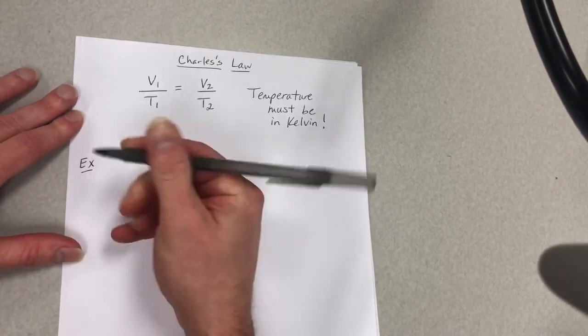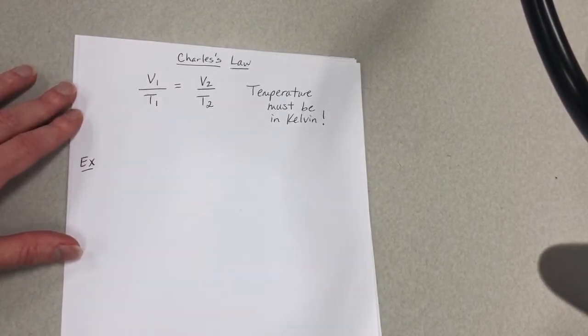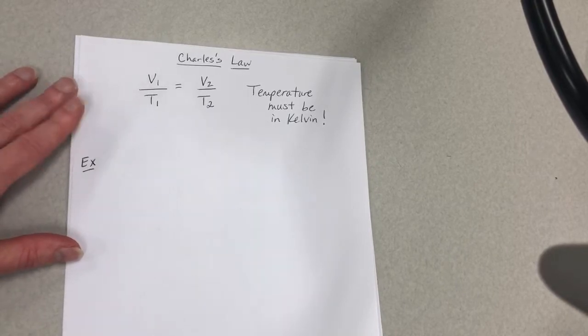First example problem. A sample of nitrogen occupies a volume of 250 milliliters at 25 degrees Celsius. What volume will it occupy at 95 degrees Celsius?